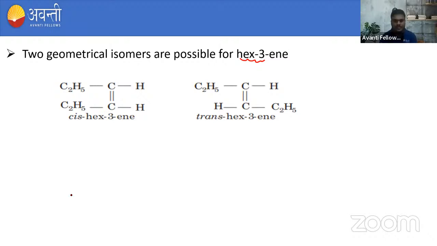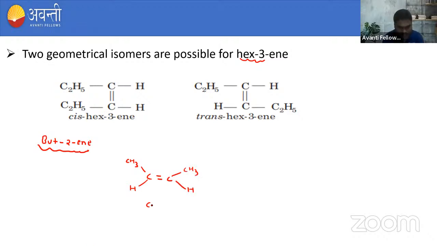Similarly for but-2-ene, we have two types. For example, if we have but-2-ene, it also shows two types of isomerism. But-2-ene means C double bond C, and this is CH3, this is H, this is again CH3, and this is H. So which type of isomerism is this? This is cis but-2-ene.